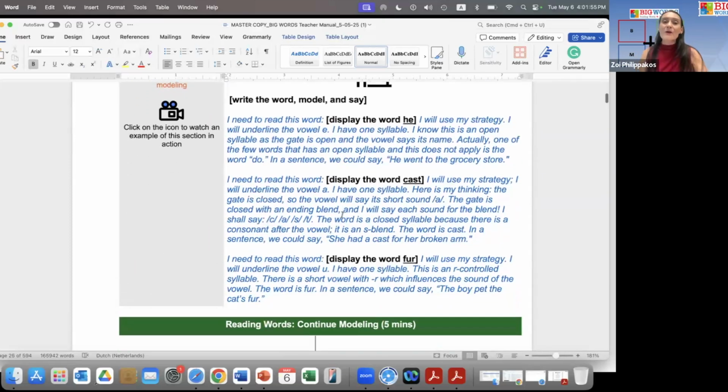Very good. Now, I need to read this word. Here is the word. I will use my strategy. I will underline the vowel, E. I have one syllable. I know this is an open syllable. As the gate is open, the vowel says its name. Actually, one of the few words that has an open syllable, and this does not apply, is this word. And this word is do. I do not say do, I say do. This is the only word where I have actually an open syllable, and this doesn't apply.